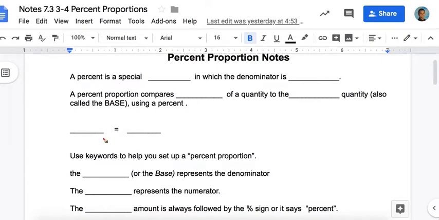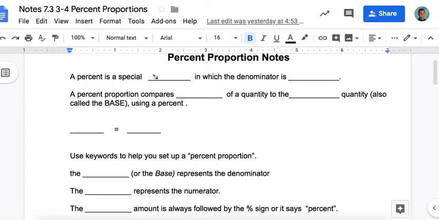On percent proportions. So the other day we learned about proportions. Now with percent proportion, what do you think it's going to have in it? Hopefully you were thinking a percent. So let's talk about it.